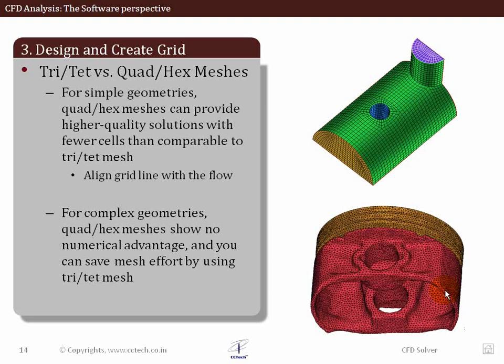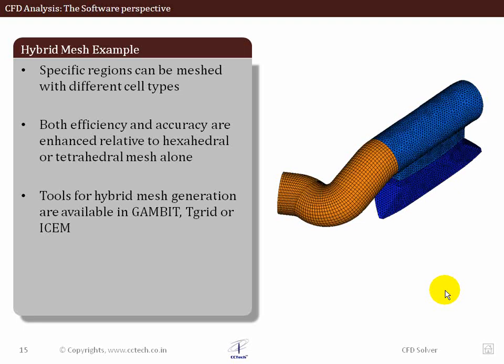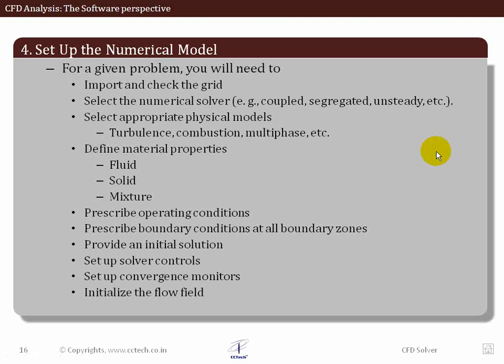So there are different kinds of options. We have tri or tet meshes. You can see some domains which have been meshed using hexahedral elements or tetrahedral elements. And we can also have a hybrid mesh, so we can have hex mesh in some areas, and we can also have a tet mesh in the other area where it is difficult to generate a hex mesh.